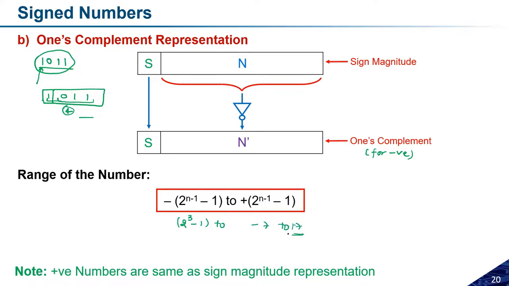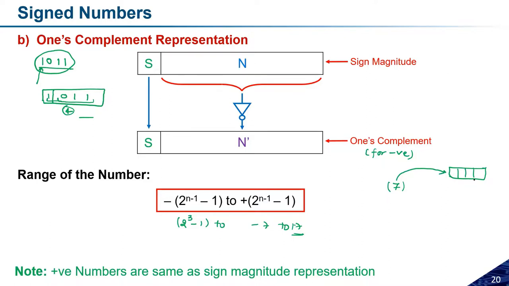The meaning of this number is, suppose you have a number in decimal and this is 7, and you have 4 bits that you can represent. So this 7 can be represented with the help of 4 bits, even considering the signed number.